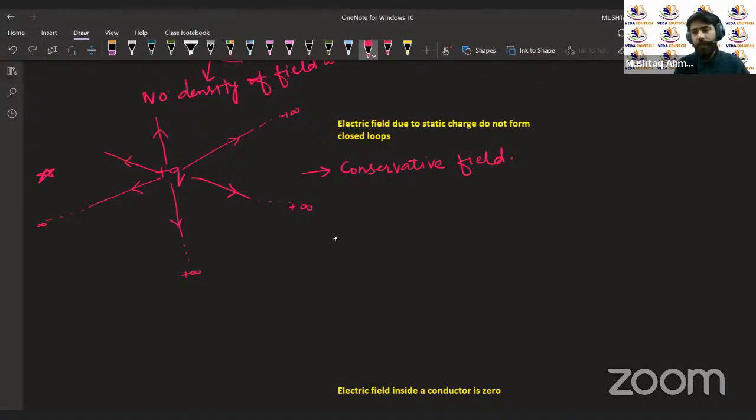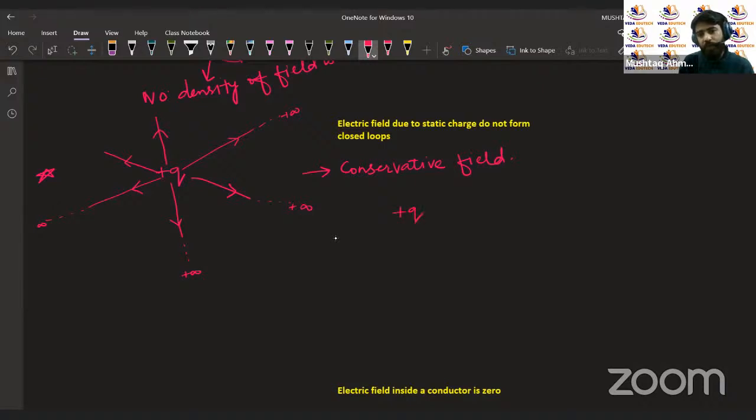And we know that if the electric field due to these charges formed a closed loop, then the electric field would not be a conservative field, because the work done in the closed loop in this field would not be equal to 0. Since it is conservative, the work done has to be 0. If they formed a closed loop, they would no longer be conservative fields, and the work done in a closed loop would not be 0. So electric field lines will never form a closed loop.